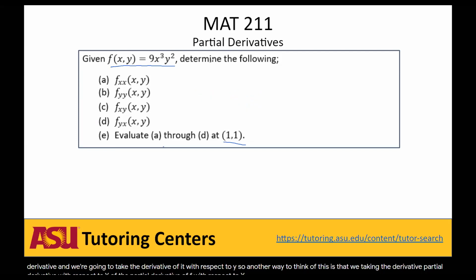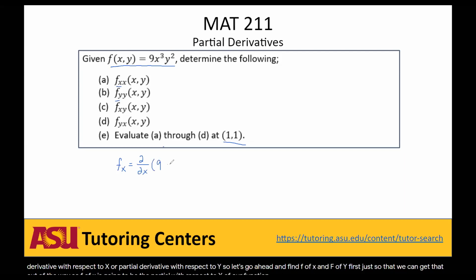So in either case here, we're going to start with a partial derivative with respect to x or a partial derivative with respect to y. So let's go ahead and find f of x and f of y first, just so that we can get that out of the way. So f of x is going to be the partial with respect to x of our function 9x cubed y squared.